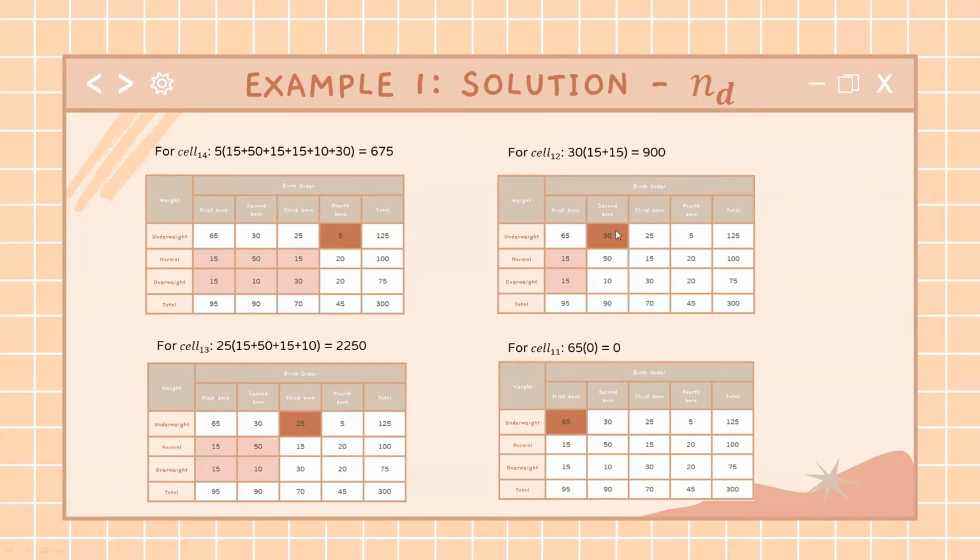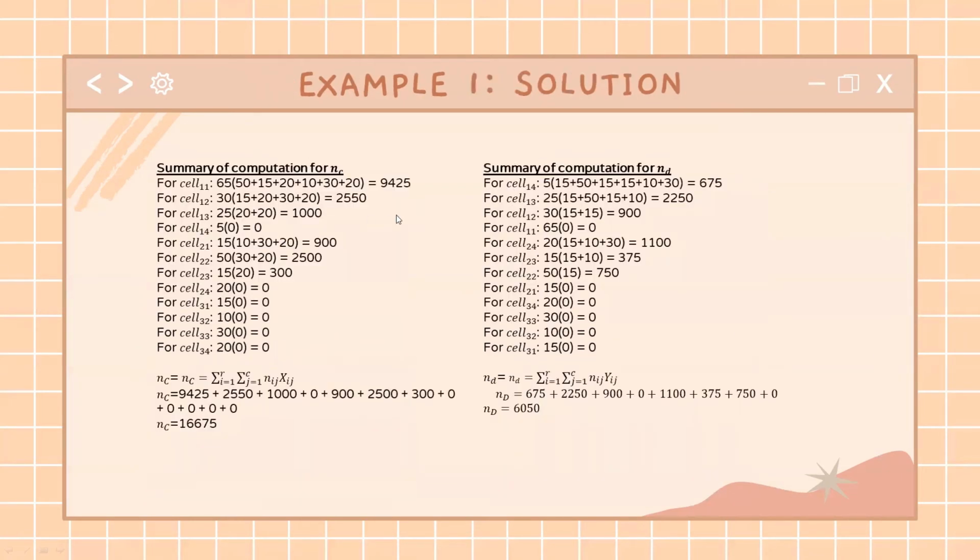For cell sub 1, 2, we look at the frequencies below the underweight row and to the left of the second-born column. So we have 30 times the quantity 15 plus 15 is equal to 900. For cell sub 1, 1, there is no column to the left of the first-born column. Thus, the product will be 0. Then, do the same for all of the other cells. This is the summary of computation for n sub c and n sub d.